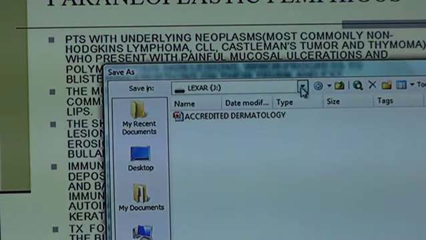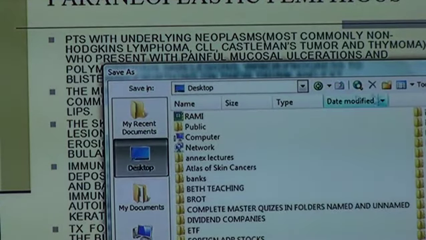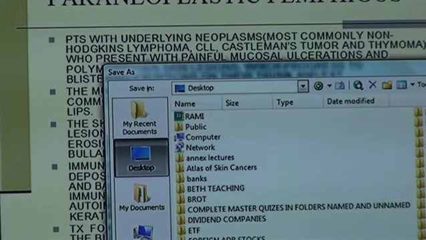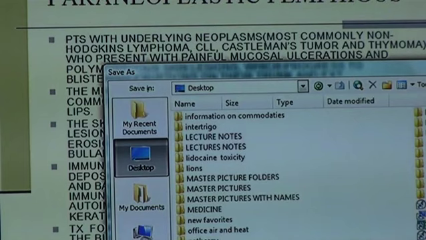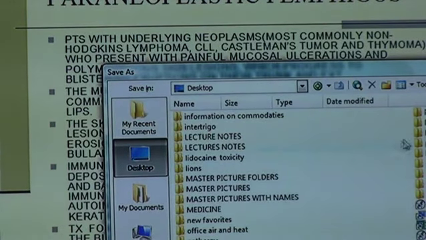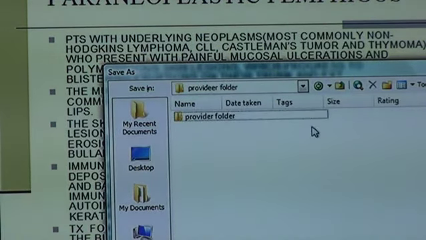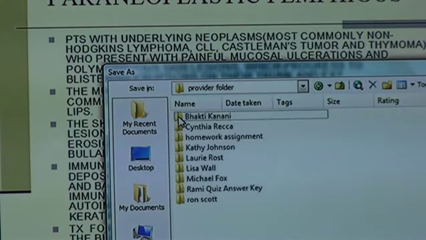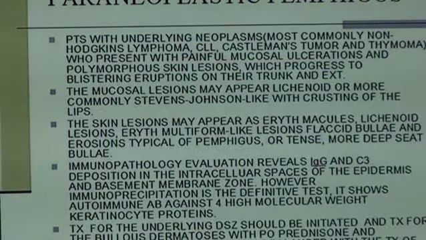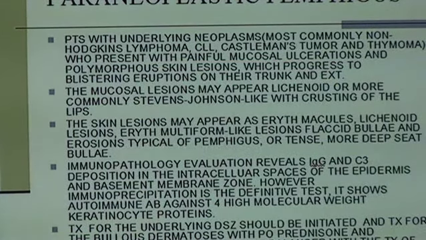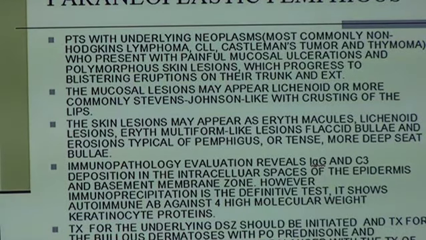The skin lesions may appear as erythematous macules, lichenoid lesions, erythema multiforme-like lesions, flaccid bullae and erosions typical of pemphigus, or tense, more deep-seated bullae. Immunopathology evaluation reveals IgG and C3 deposition in the intercellular spaces of the epidermis and the basement membrane zone. However, immunoprecipitation is the definitive test, and it shows the autoimmune antibody against four high molecular weight keratinocyte proteins.